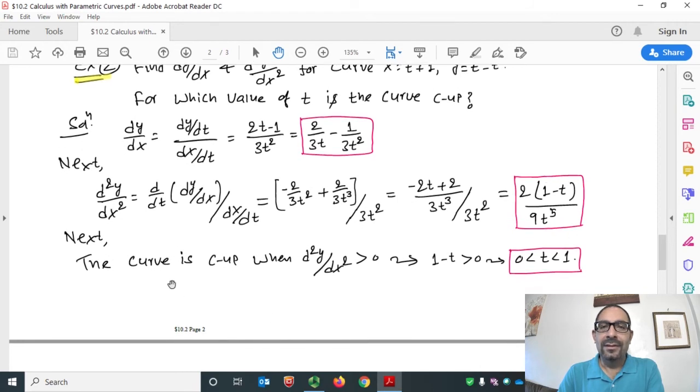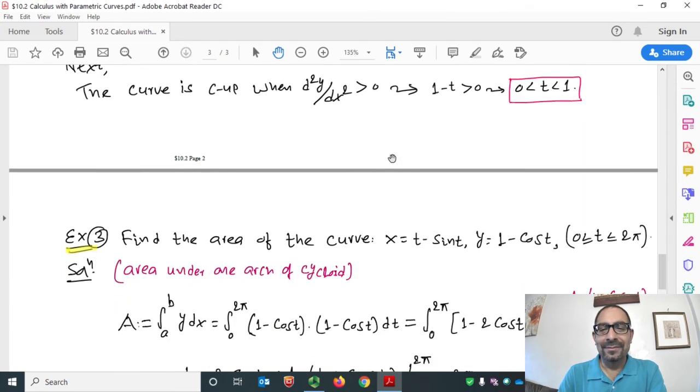And the final part of the question is the concavity. The curve is concave up when our second derivative is positive. That means this result is positive. So set 2 times (1 minus t) over 9 t to the power 5 greater than 0. That means 1 minus t has to be positive. So from there, t lies between 0 and 1. When t lies between 0 and 1, excluding the endpoints, our curve is concave up. Great. Now let's move on.